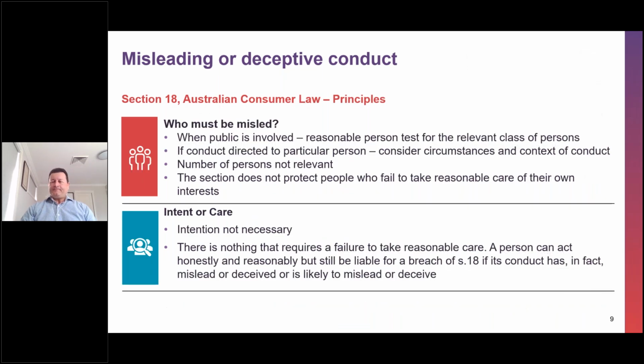So who must be misled? As I said at the beginning, it can cover the public at large, depending on how it's aimed, or two people negotiating a contract. Where the public is involved, you need to consider the class of persons who are likely to be affected by the conduct. And that's not always the easiest thing. And we'll come to this when we look at the ACCC and the Google case, to determine who the class of persons was. It's quite an important concept.